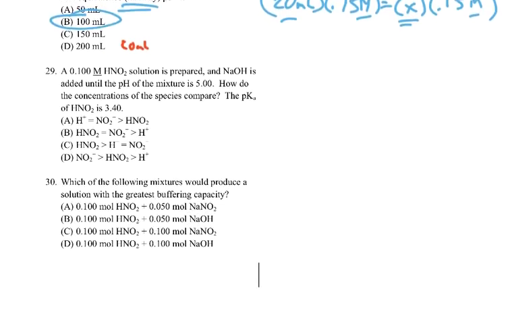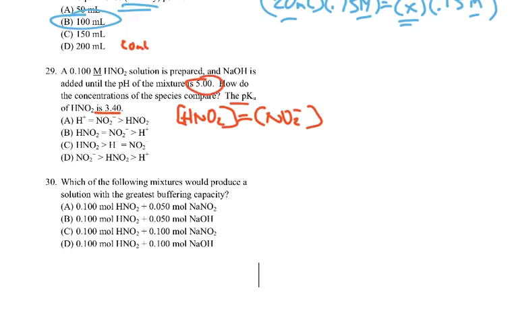Number 29. If I have HNO2 solution and NaOH is added until the pH of the mixture is 5, how do the concentrations of the species compare? Okay, the pKa of HNO2 is 3.40. Well, that's an important clue right there. And what that tells us is that if the pH were 3.40, then we know in our buffer the HNO2 concentration would be equal to the NO2 minus concentration. So those two would be equal if the pH were 3.40.